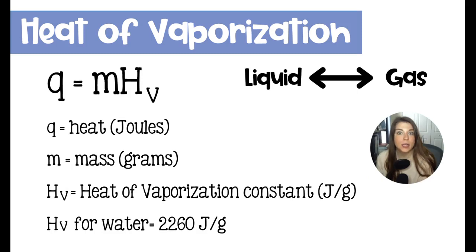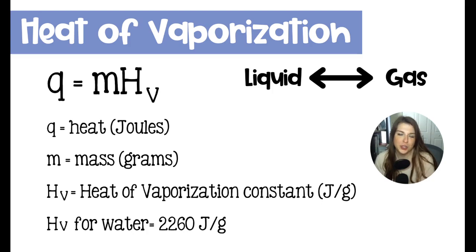Anytime we convert between a liquid and a gas, we would use the heat of vaporization equation. So it's really the same thing. Q stands for heat in joules, M is for mass in grams, and then instead of Hf, we have Hv, which is the heat of vaporization. Again, that's a single term. That little v is just used to describe the type of heat. Again, the units are joules per gram. And the heat of vaporization for water is 2,260 joules per gram.